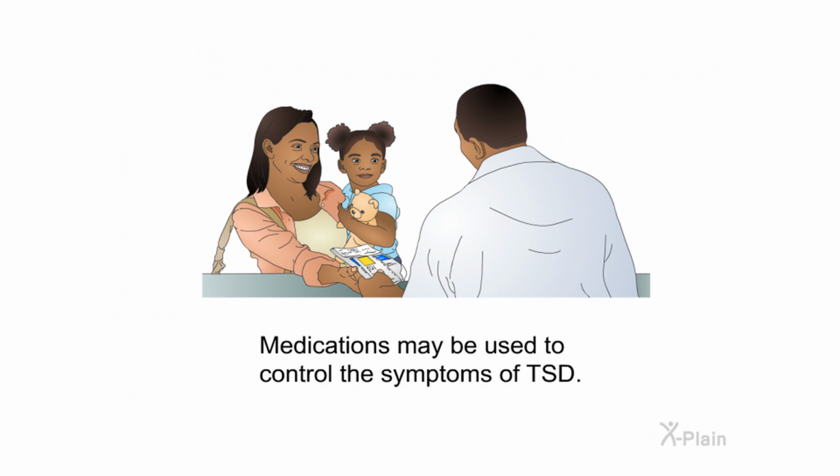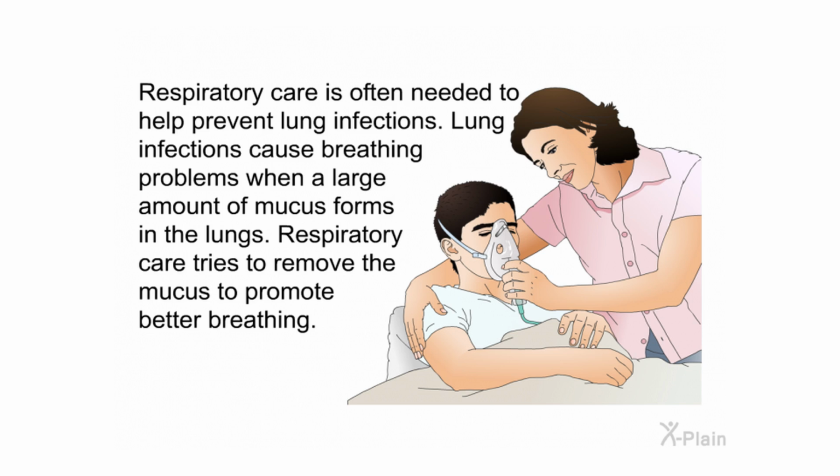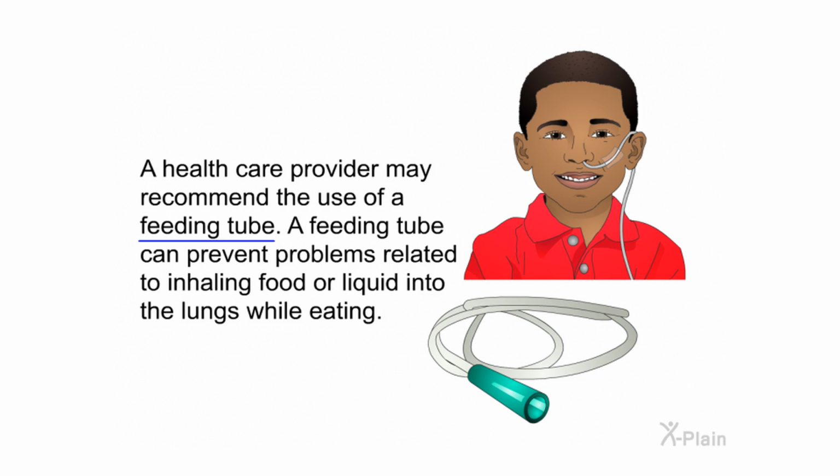Medications may be used to control the symptoms of TSD. Respiratory care is often needed to help prevent lung infections. Lung infections cause breathing problems when a large amount of mucus forms in the lungs. Respiratory care tries to remove the mucus to promote better breathing. A healthcare provider may recommend the use of a feeding tube. A feeding tube can prevent problems related to inhaling food or liquid into the lungs while eating.